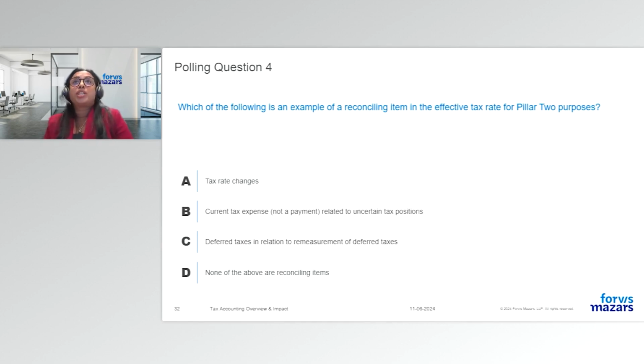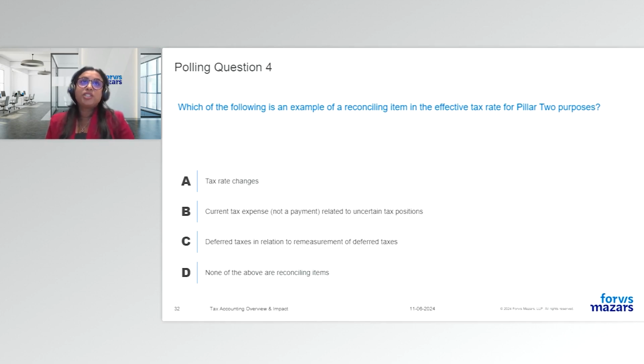So time for a polling question. Which of the following is an example of a reconciling item in the effective tax rate for Pillar 2 purposes? So this is specific for Pillar 2. Scott discussed the financial accounting ETR, which has different elements in the ETR. And for Pillar 2, you have some other reconciling items, or some reconciling items need to be eliminated.